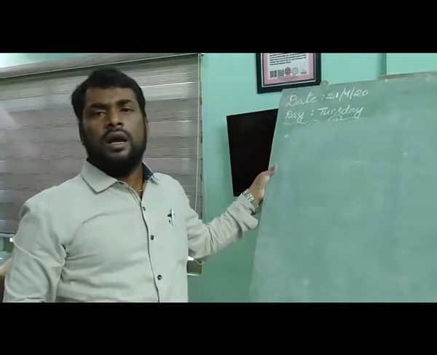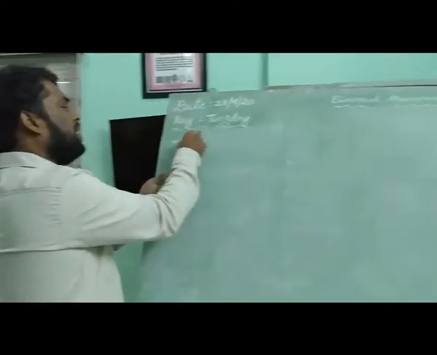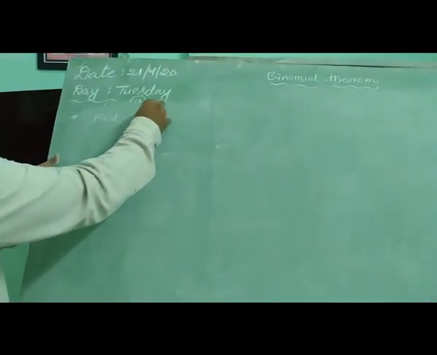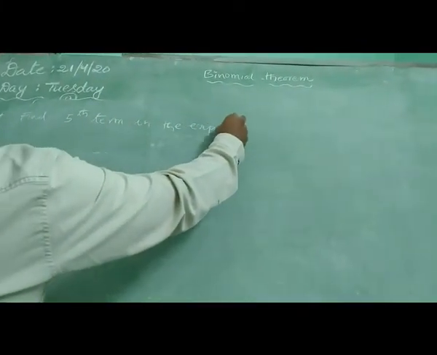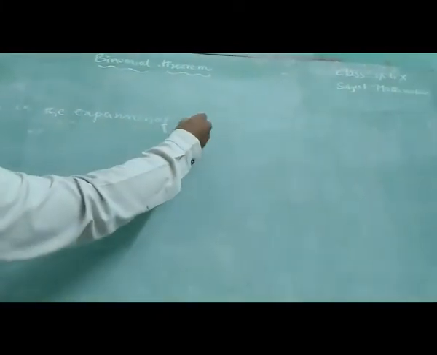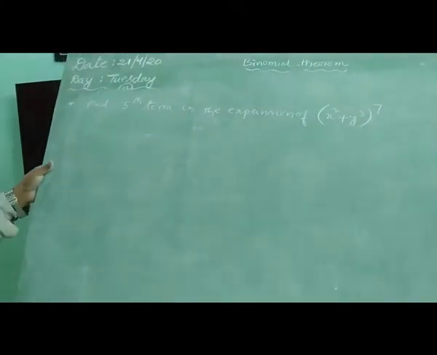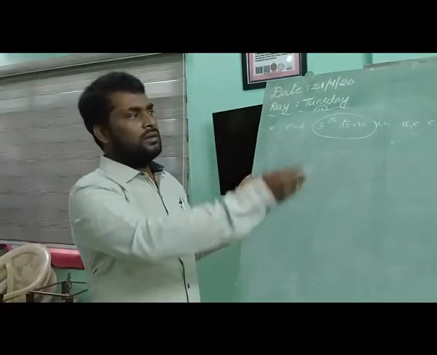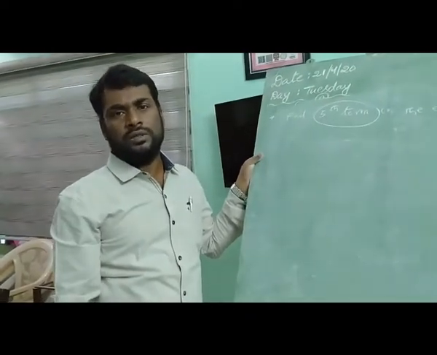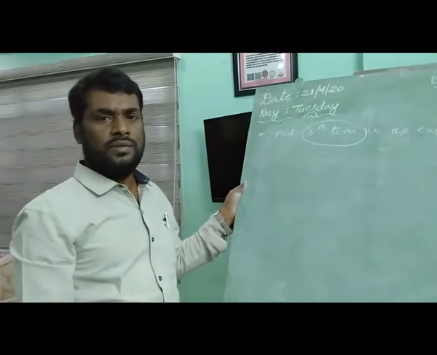So the next concept is how to find individual terms in a binomial expansion. Suppose we want to find the fifth term in the expansion of (x square plus y cube) whole to the power of 7. How do you find the fifth term? You can find it by writing out the binomial expansion, but it takes so much time. Is there any shortcut to find the fifth term in this expansion? Yes, we have a shortcut.